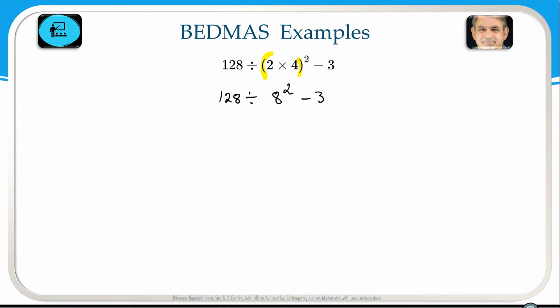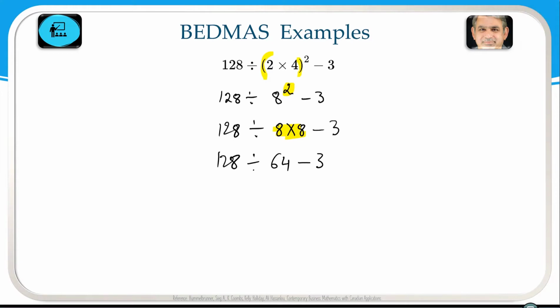So after we have solved the brackets, now it is the turn of the exponent. So 8 exponent 2, it is 8 square actually, so it is 8 times 8. 8 exponent 2 can also be written as 8 times 8. So we are still solving the exponent. So here it is 128 divided by 64 minus 3.